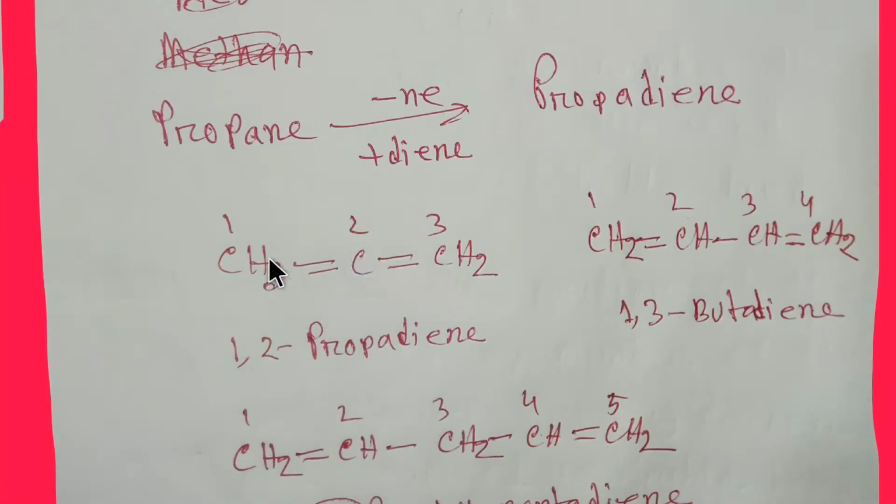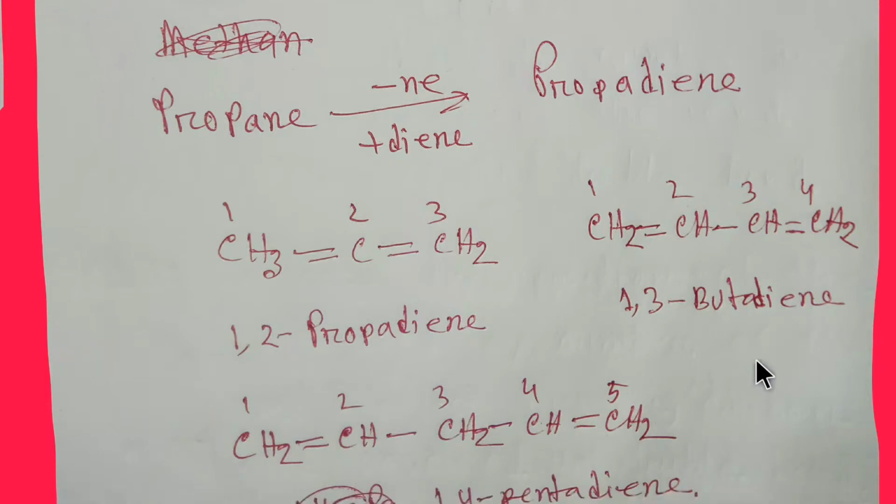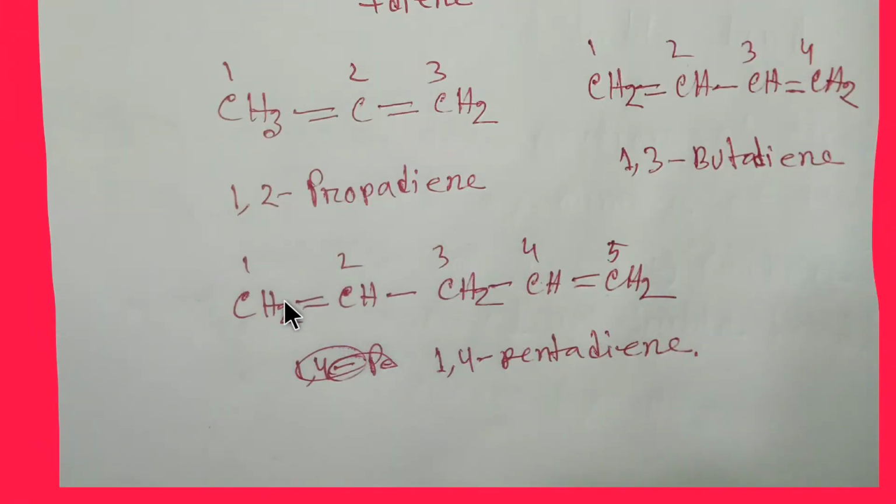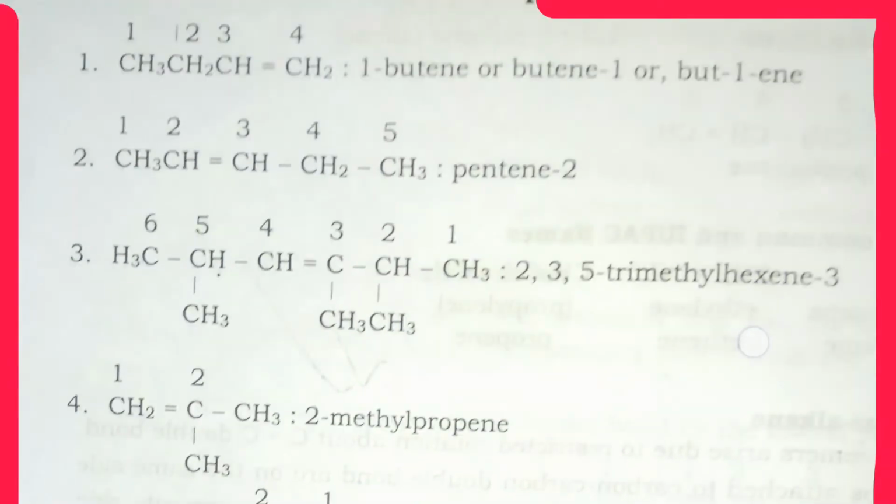So this is 1, 2, 3. The position of the first double bond is at carbon 1 and the second double bond at carbon 2. So 1,2-propadiene. Here is 1,3-butadiene, and here is 1,4-pentadiene. I hope this is clear to you. Alkadiene, please remember it, and before 'diene', place the number of the double bonds, the positions of the double bonds. So let us practice some examples.